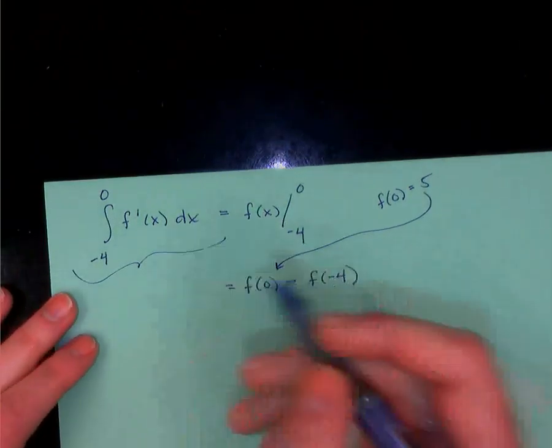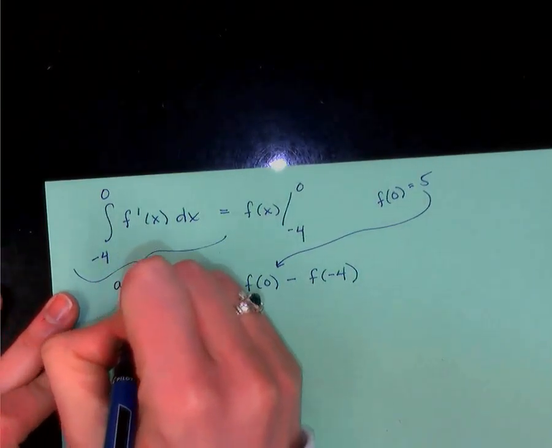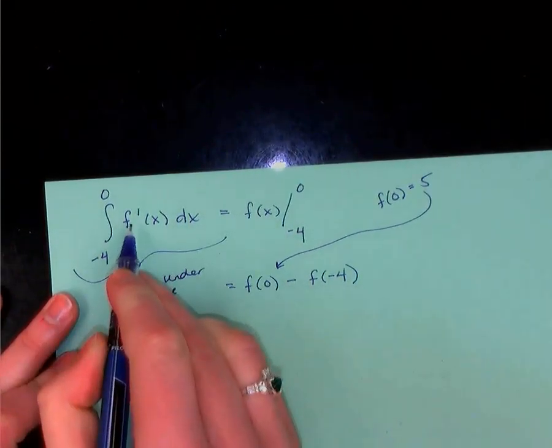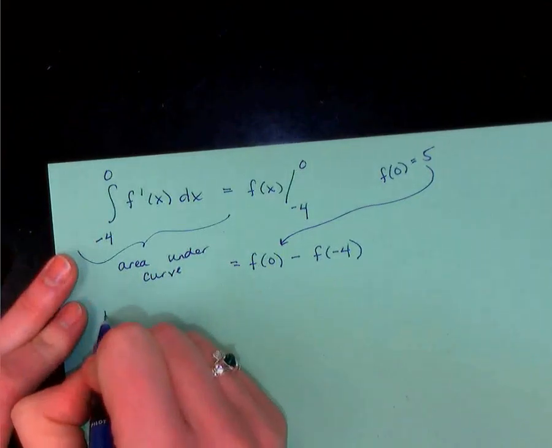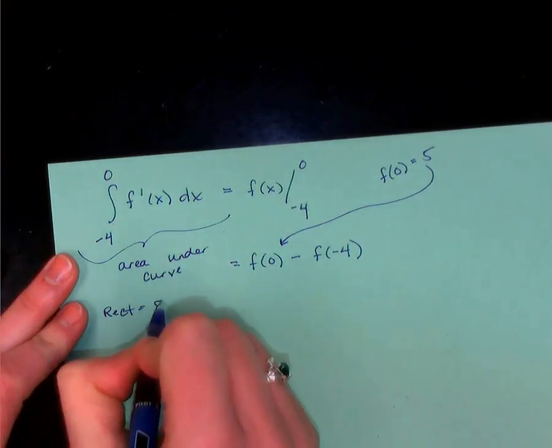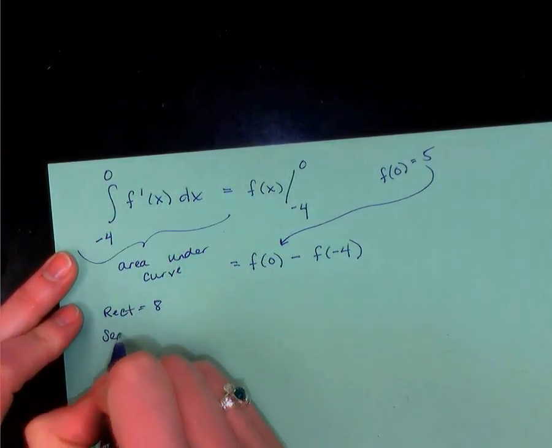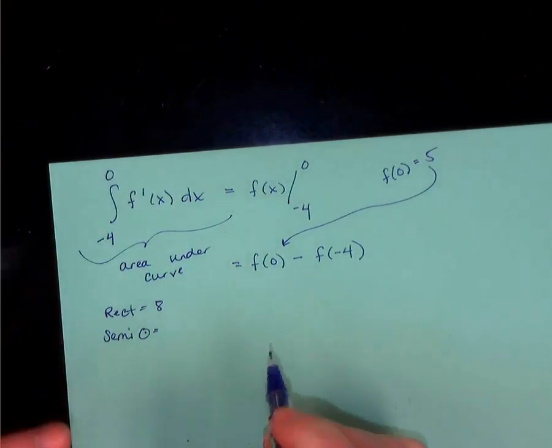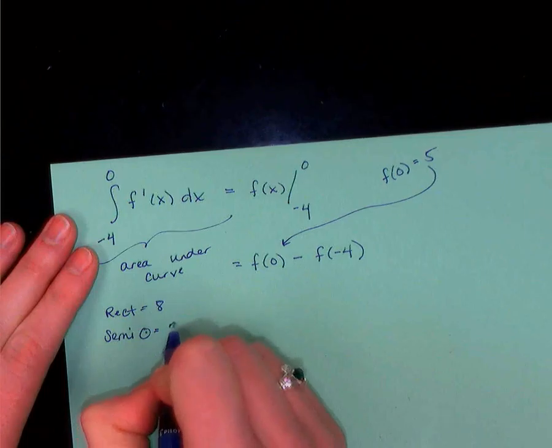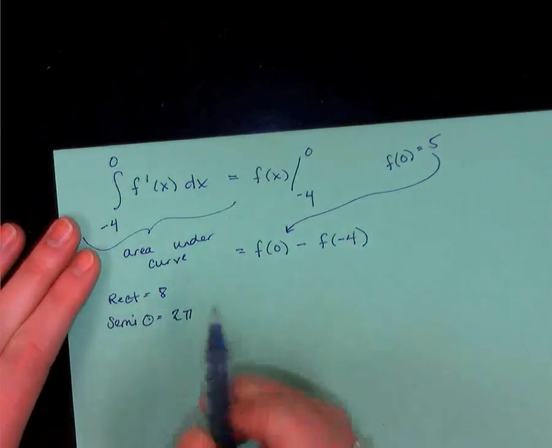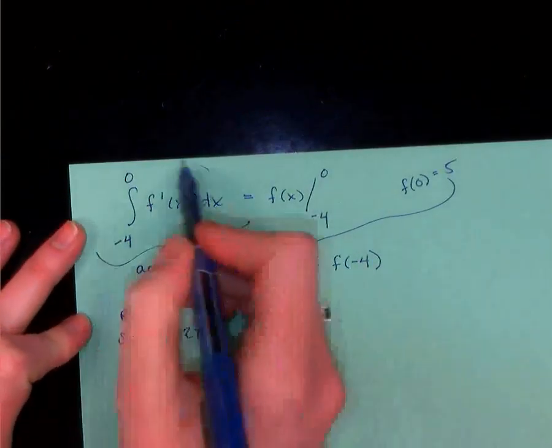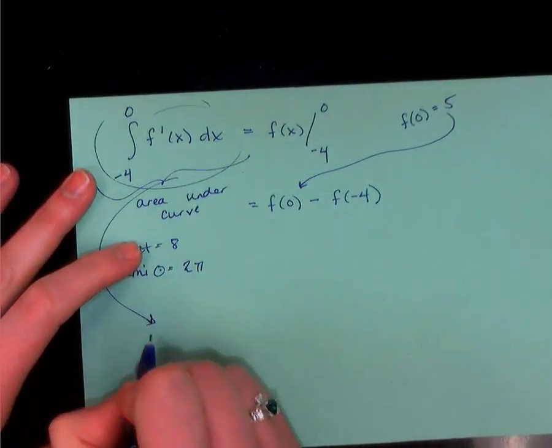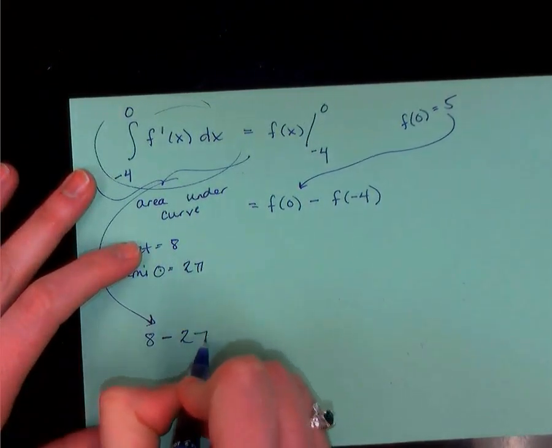So to evaluate this, I'm looking at all the area under the curve, because this is the graph that we have. So the area of my rectangle is 8. The area of my semicircle is, let's see here, pi r squared divided by 2, so you get a 2 pi. Therefore, this whole integral right here is equal to 8 minus 2 pi.